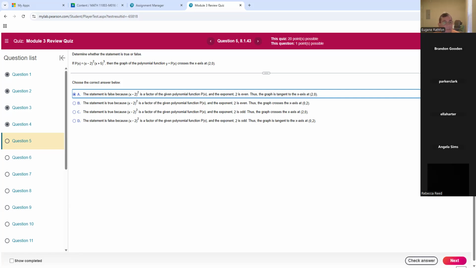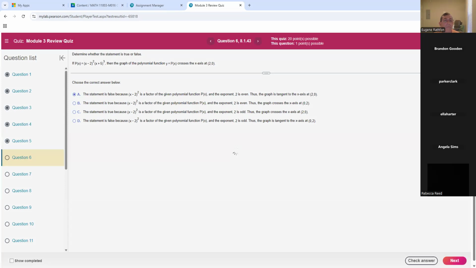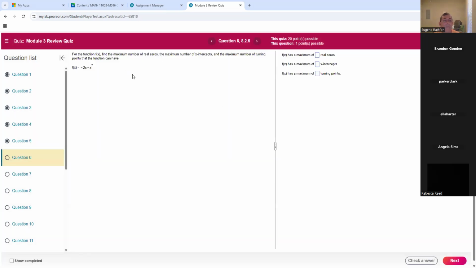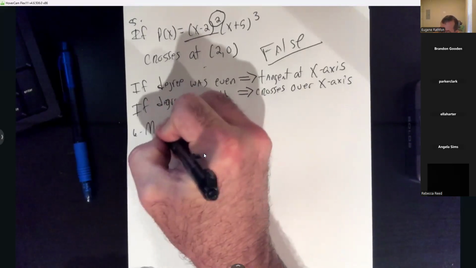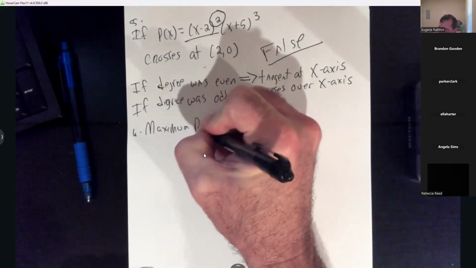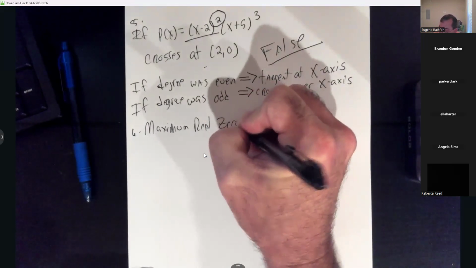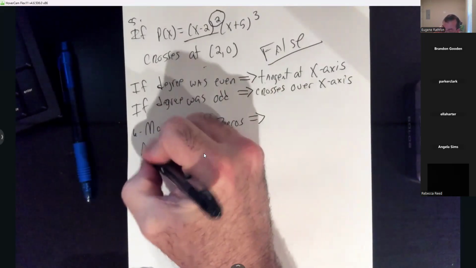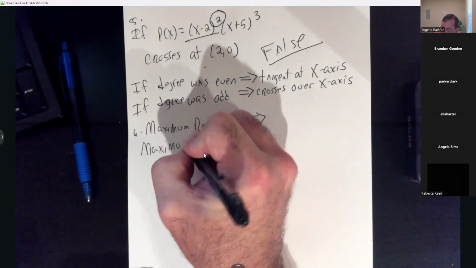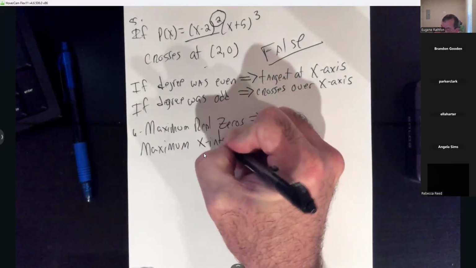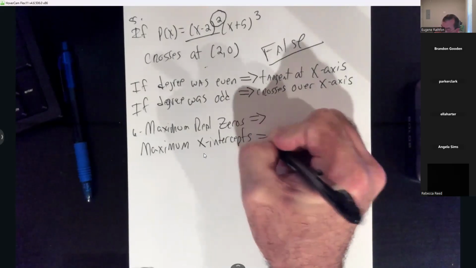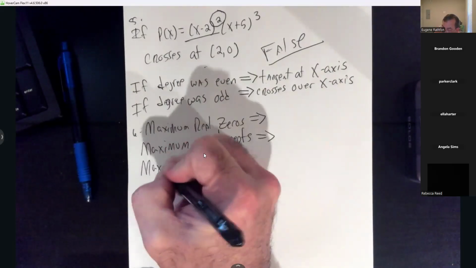All right, y'all, let's see what's next. Number 6 here. Okay, let me show you real quick what I'm looking at on this one, and then we'll answer this. We're looking at the maximum number of real zeros. We want the maximum x-intercepts. And then we want the maximum turning points.